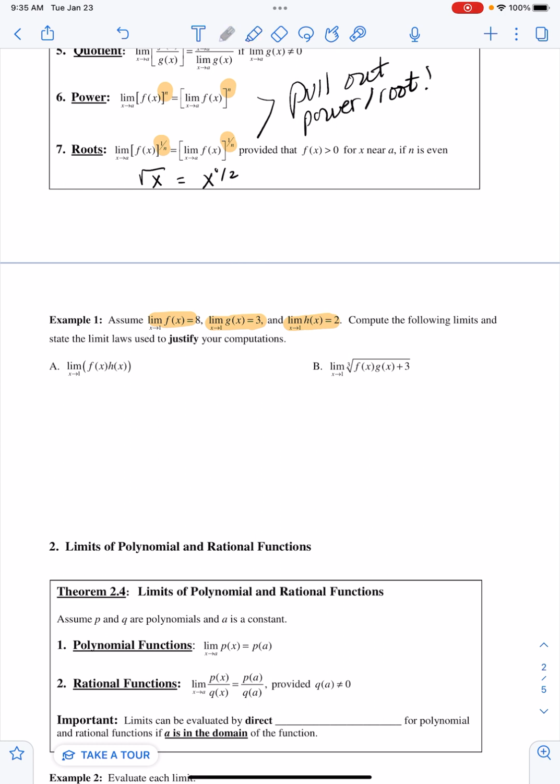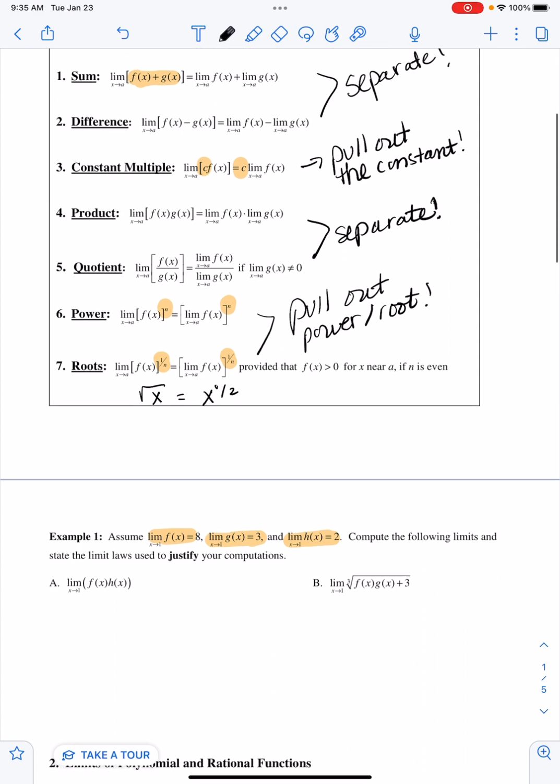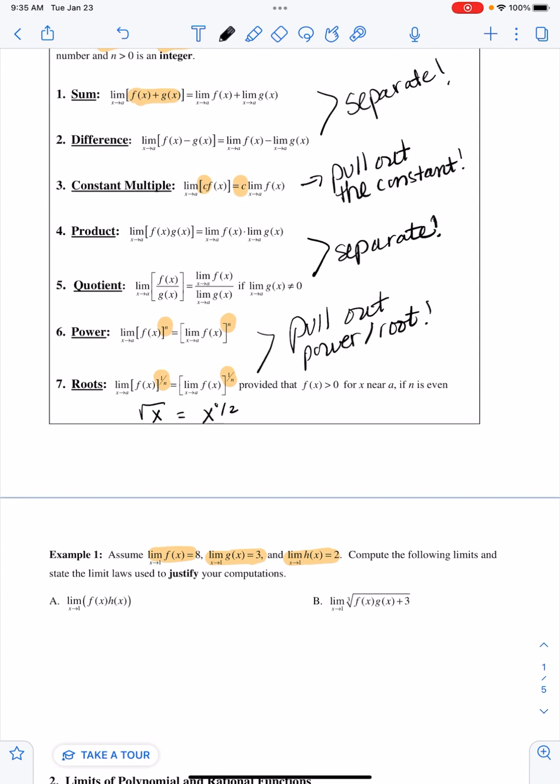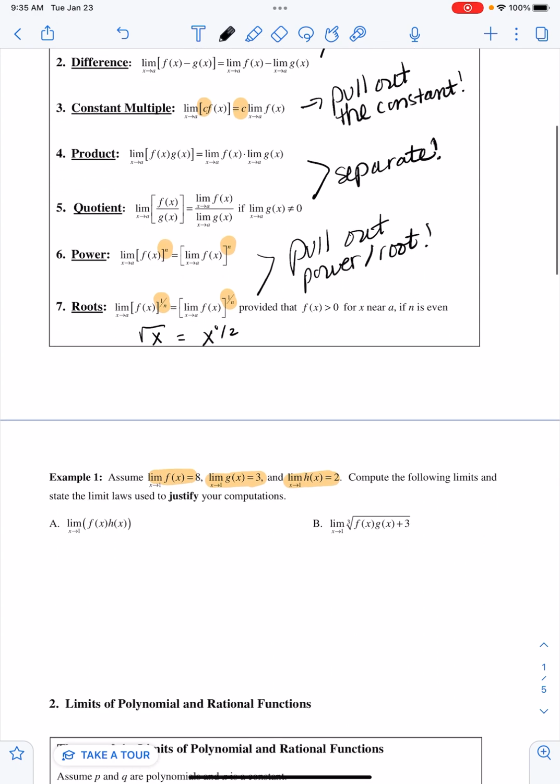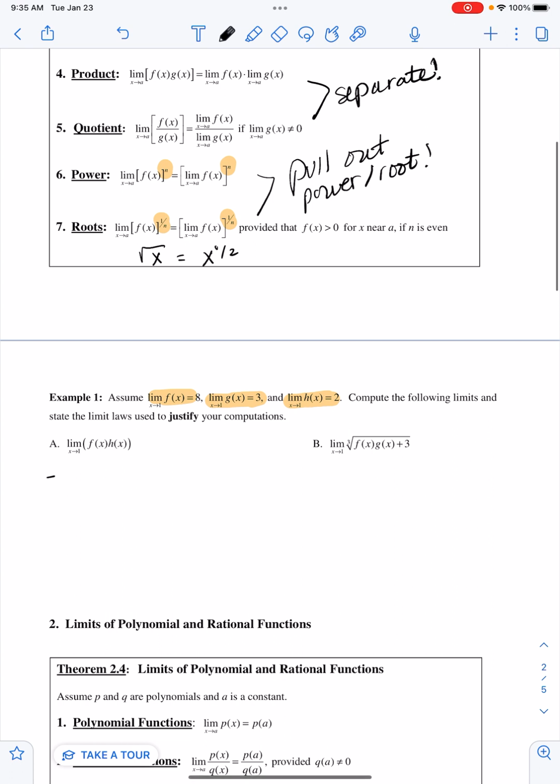So in this first example, we have the limit as x approaches 1 of f of x and h of x. So if we look here, this is a multiplication problem. So if we go back, we should be able to use our separate property. Okay, so I'm going to go ahead and write that. So I can make this into the limit as x approaches 1 of f of x times the limit as x approaches 1 of h of x.